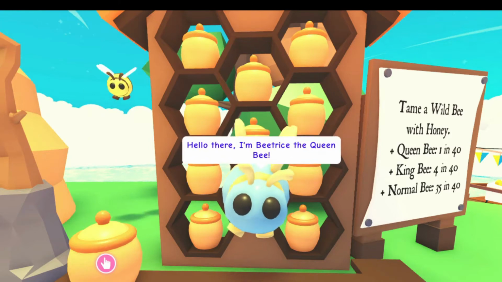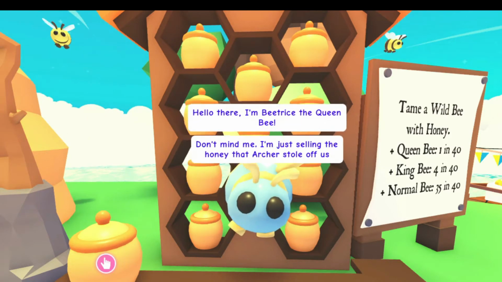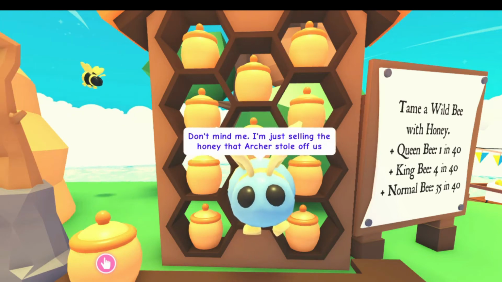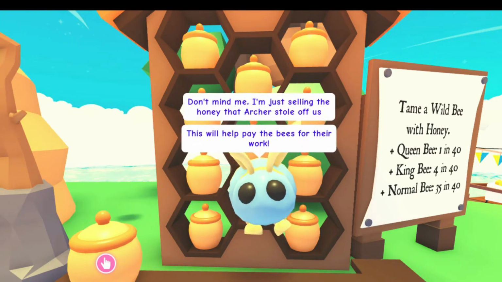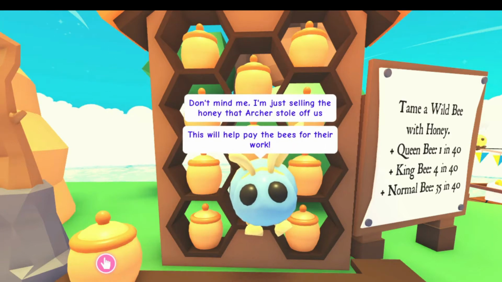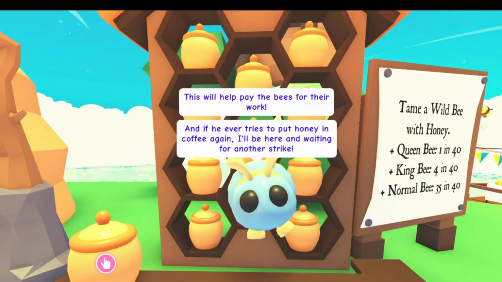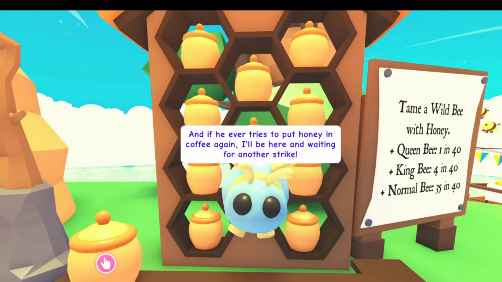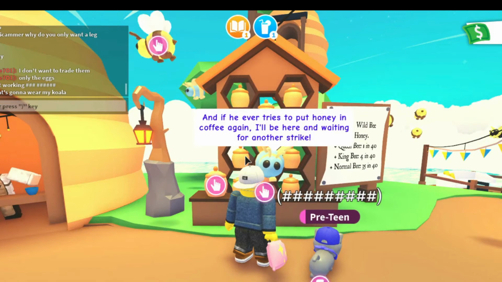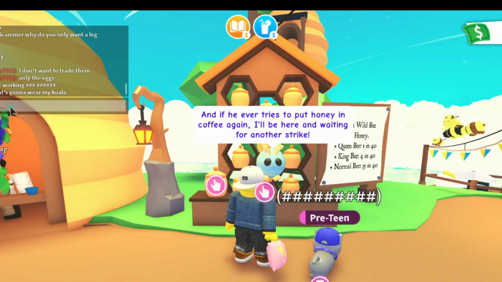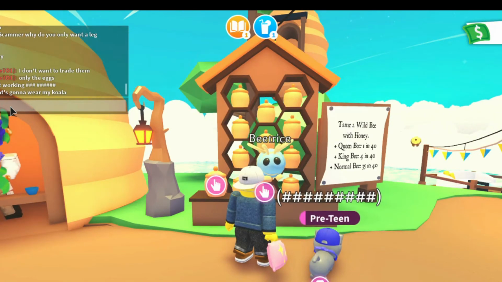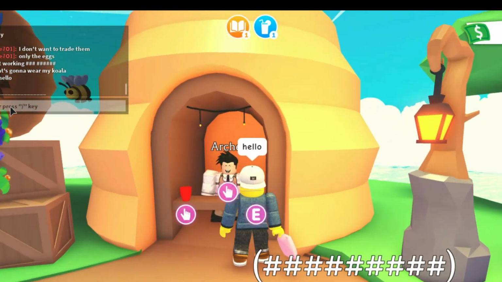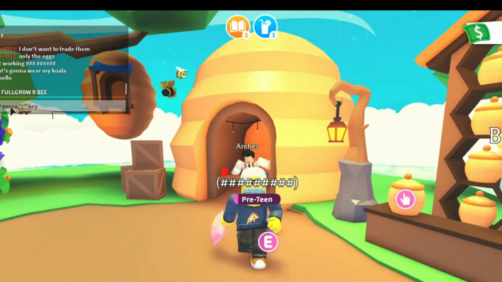Hello there, I'm Beatrice, the Queen Bee. Don't mind me, I'm just selling the honey that Archie stole off us. This will help pay the bees for their work. And if he ever tries to put honey in coffee again, I'll be here waiting for another strike. That's Archer, by the way.